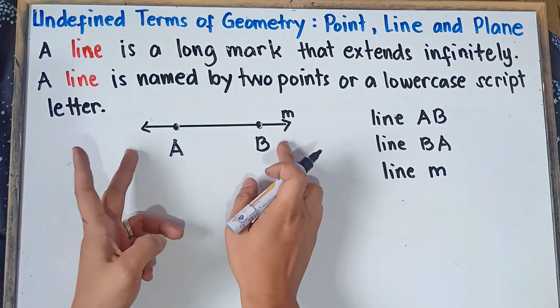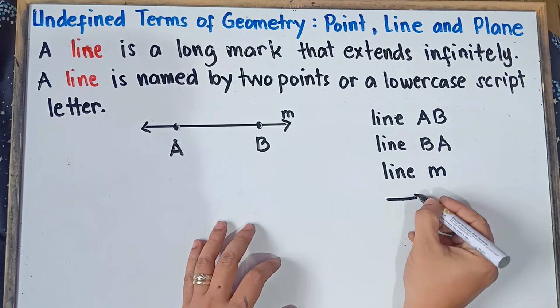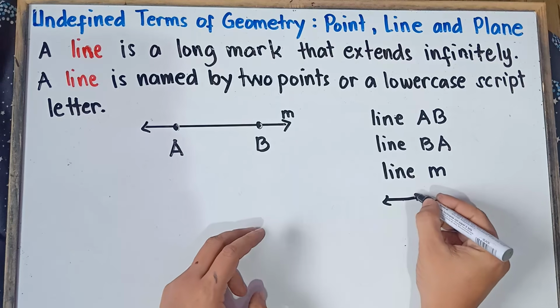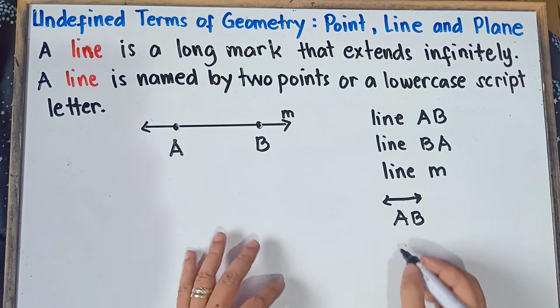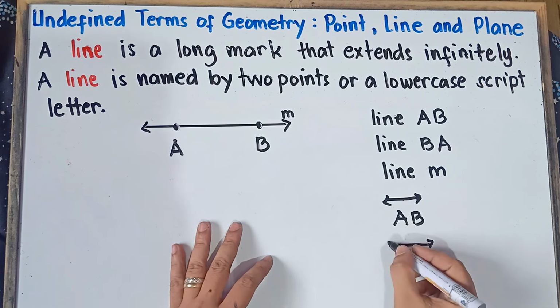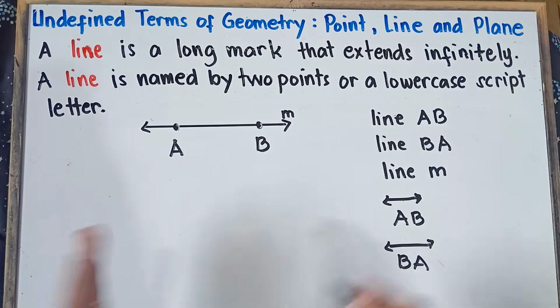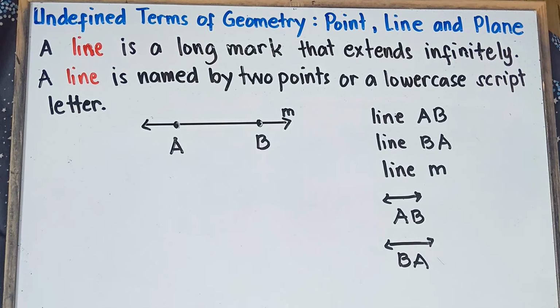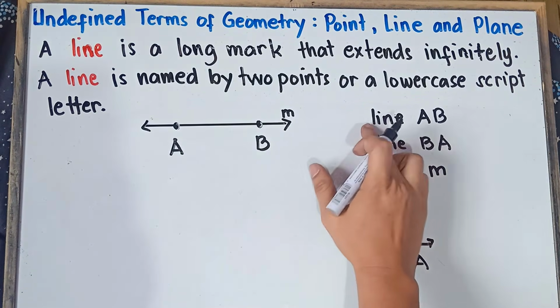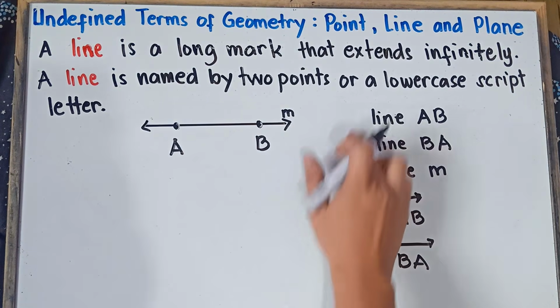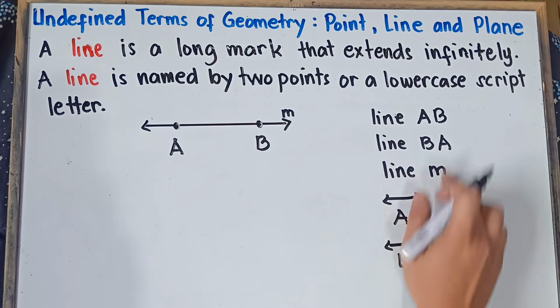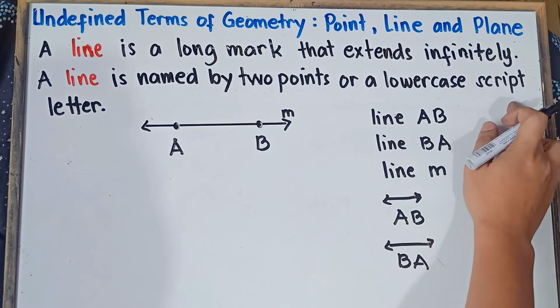Or we can use the symbol for line. In this illustration, we write the line symbol, then the letters AB. So line AB, or this is just the same as line BA. That's how you read this one, class. That's how you name this one. We have line AB, or we can read this one line BA. This is just the same. Or line M using the lowercase script letter.